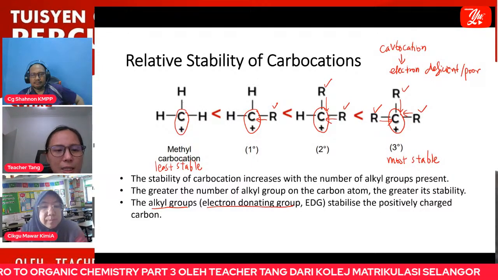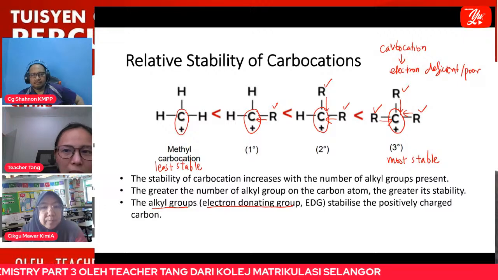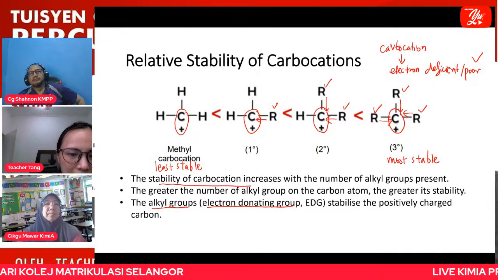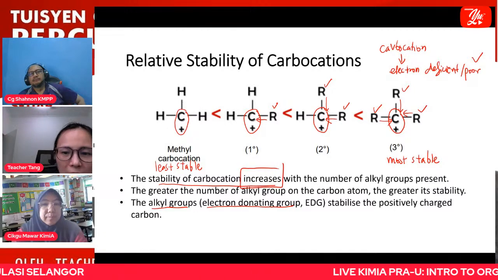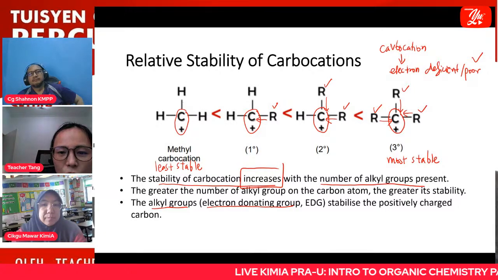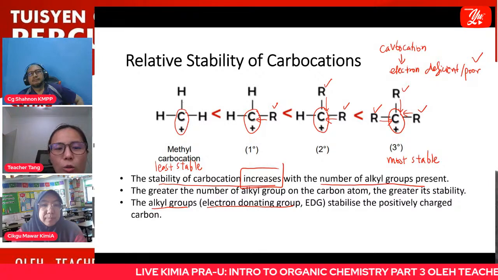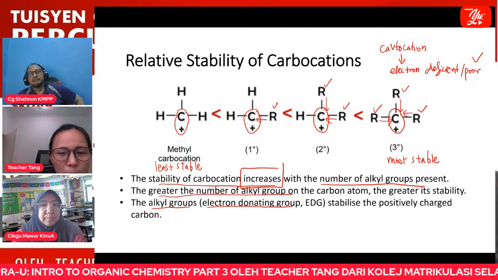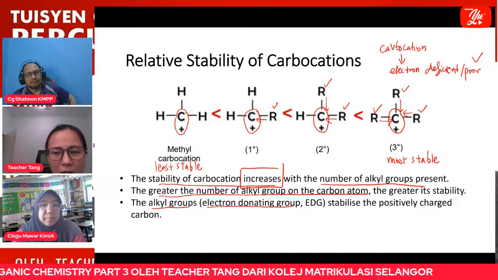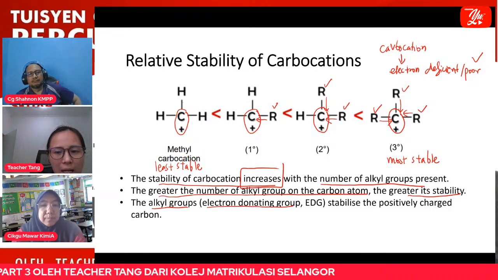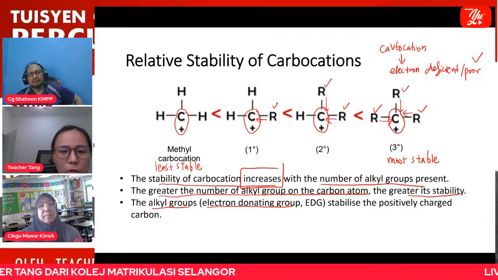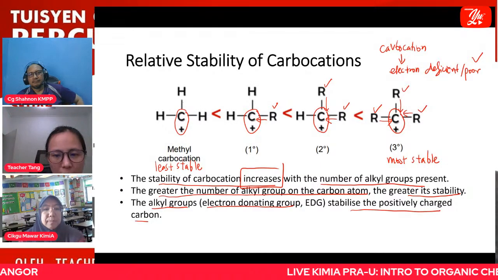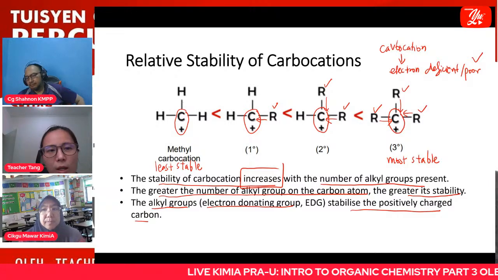So I summarize it here. A carbocation ion is electron deficient. Therefore, its stability increases with the number of alkyl groups attached directly to the carbon that carries the positive charge. So the more alkyl groups around the carbon that carries the positive charge, the more stable the carbocation ion is. So alkyl groups can stabilize the carbon that carries the positive charge, so can stabilize the carbocation ion.